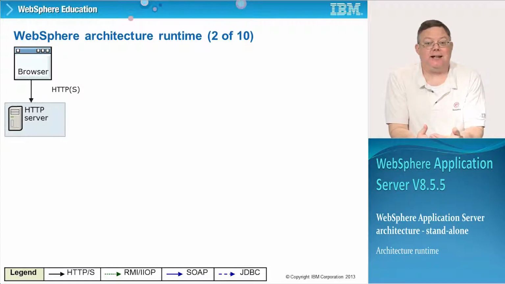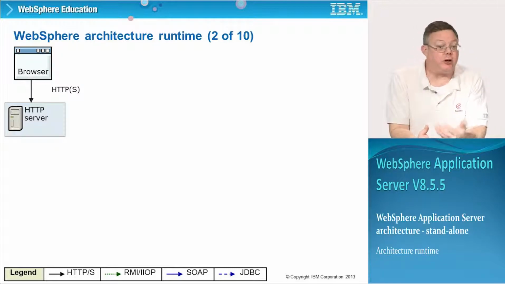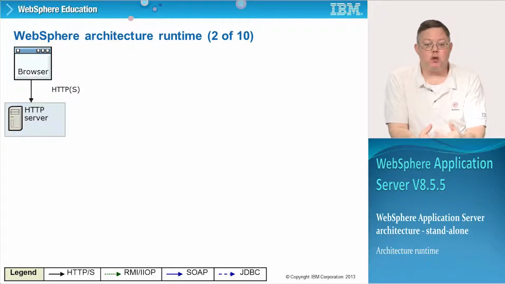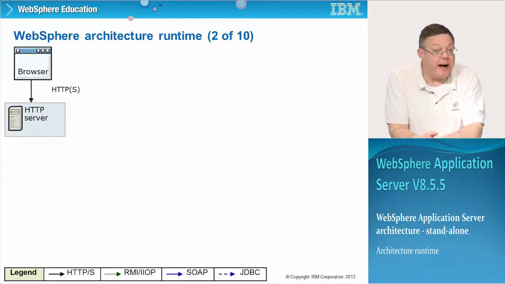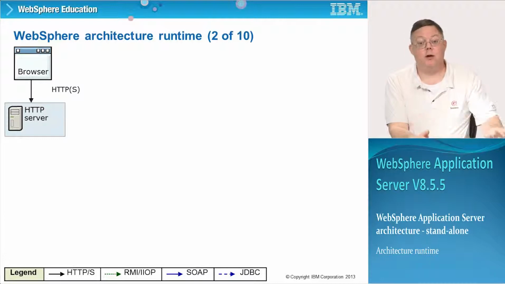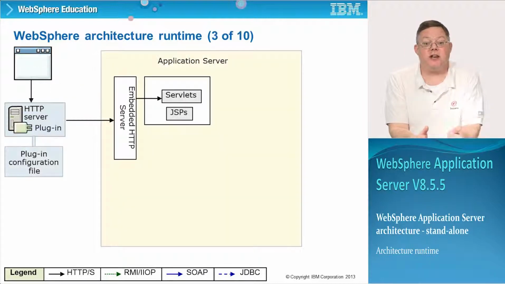And by static, we mean it's content that doesn't change. It's not dynamically generated. It's, for example, pictures of your latest products or your front page telling people about your company or your organization. So what happens is the person hits the post button in the browser, and it's going to send the request over to the HTTP server. And we can actually see that here.